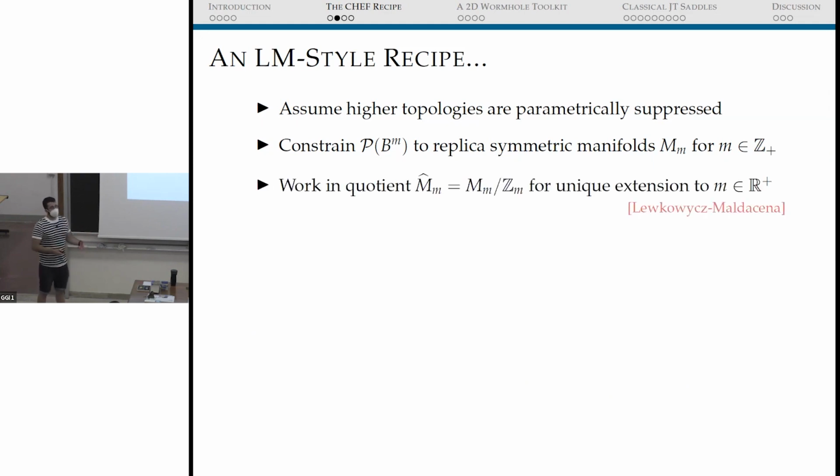Once we go to replica symmetric saddle points, we can use the trick of Lewkowycz-Maldacena of taking a quotient by the replica symmetry group.